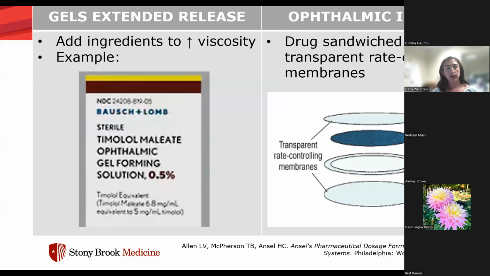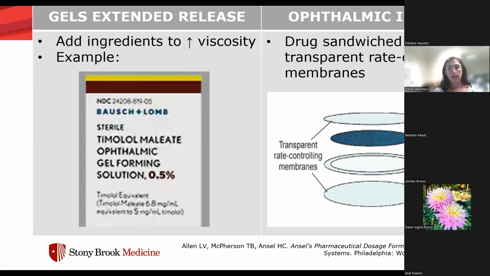First, starting off with gel's extended release. So that would be like adding ingredients to increase viscosity. And viscosity is just a fancy term for being really thick and sticky. And timolol is an example of that. So timolol has an ingredient in it called gellan gum, which essentially forms a gel upon contact with the eye.